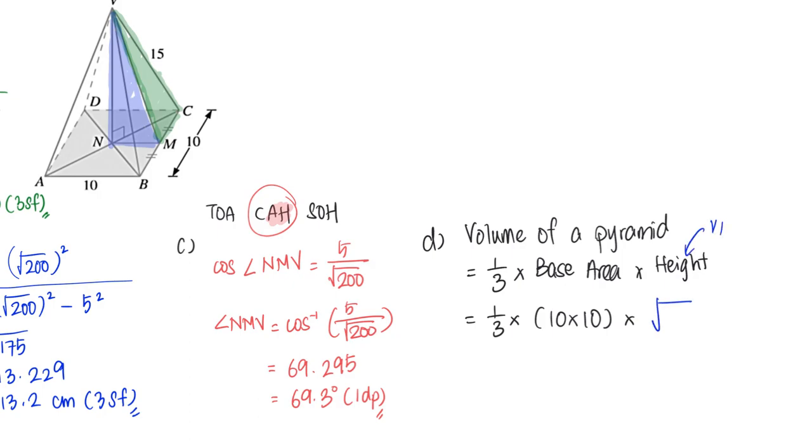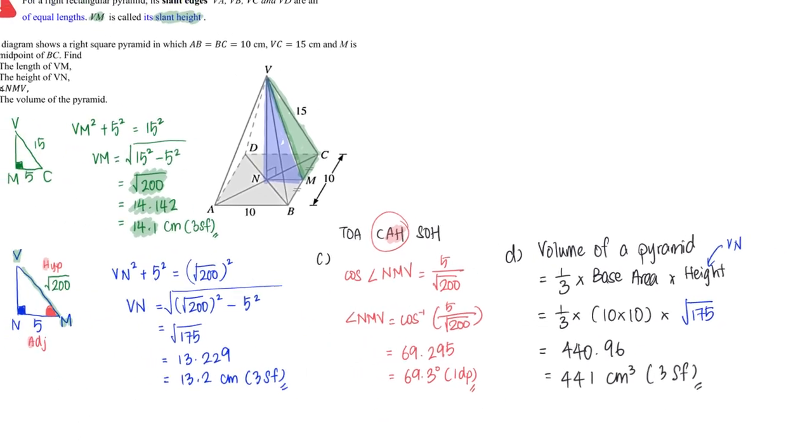This is VN, so it's square root of 175, and this will give me 440.9596 to 5 significant figures. Final answer: 441 cm cubed. And with that, we have come to the end of this particular problem.